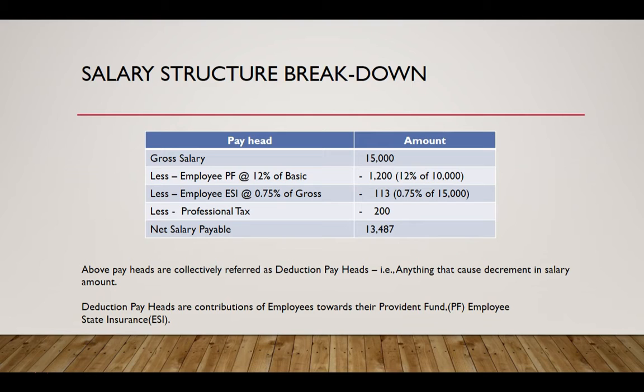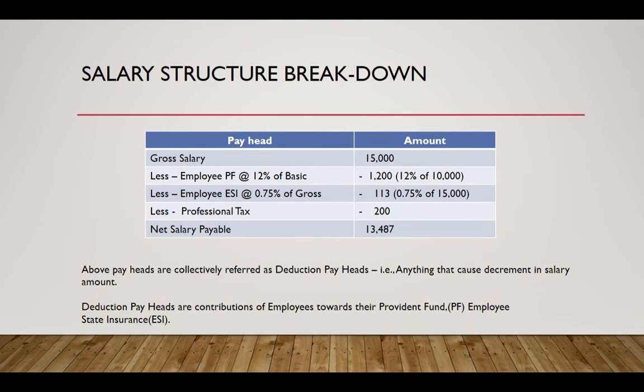Most organizations deduct provident fund at 12% of basic. They also deduct towards ESI, which is employee state insurance, at 0.75% of gross salary, and any individual earning salary is required to pay professional tax, which is also deducted by the employer on behalf of the employee. After making all those deductions, we arrive at the net payable salary amount, and any pay head that reduces the earnings of an employee is referred to as a deduction pay head.